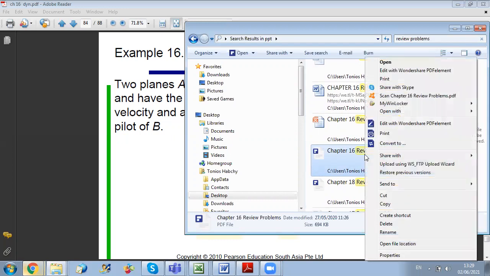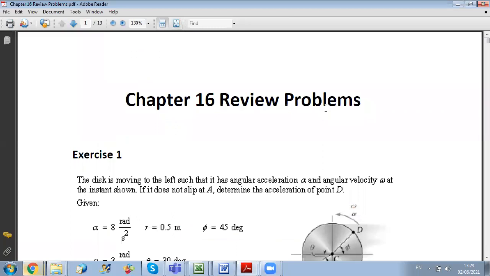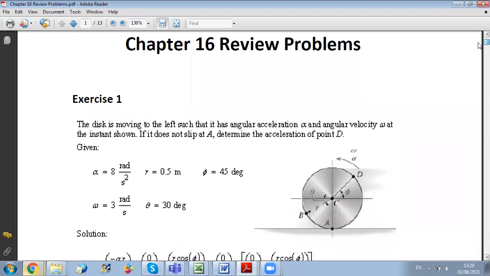Do you have any question before we start the review problems? Is there anything unclear, or any sections, before we start, if you want? Do you see the PDF now? Yes, doctor. Okay, so let us start with the first problem.